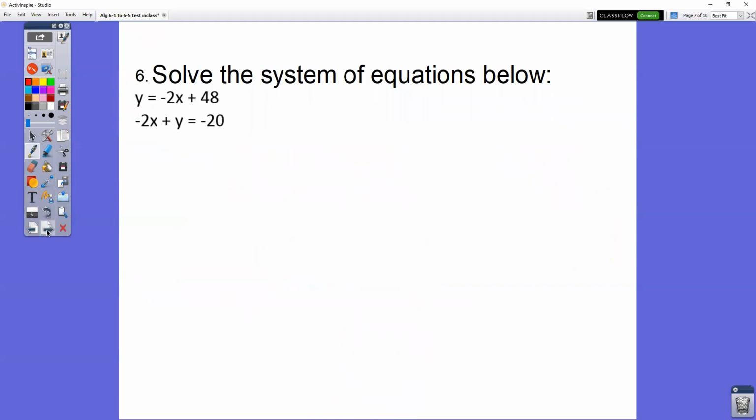Take a look at question number six. In question number six, again, it says solve the system of equations below. Now, when I take a look at this one, I notice that this top equation is y equals, but the bottom equation is not y equals. So what I would want to do first is rearrange this bottom equation for y equals. Get that y all by itself. Then set them equal to each other, just like the first question that we had.